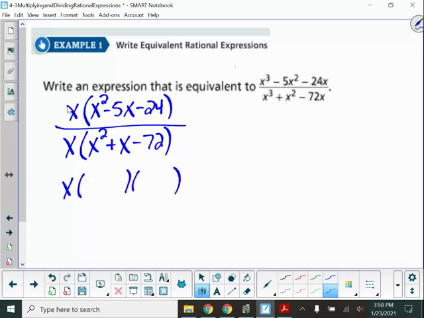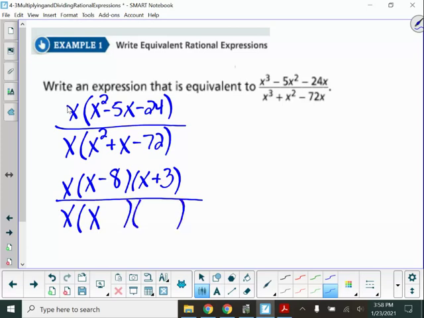So on top, I have a trinomial inside the parentheses. It's going to factor, I have an x and an x. Factors of negative 24 that add to make a negative 5. I'm going to have one positive, one negative factor, so I want negative 8 and positive 3. On the bottom, I want factors of negative 72 that add to make a positive 1. Again, I have my x and x, and then that'll be plus 9 and minus 8.